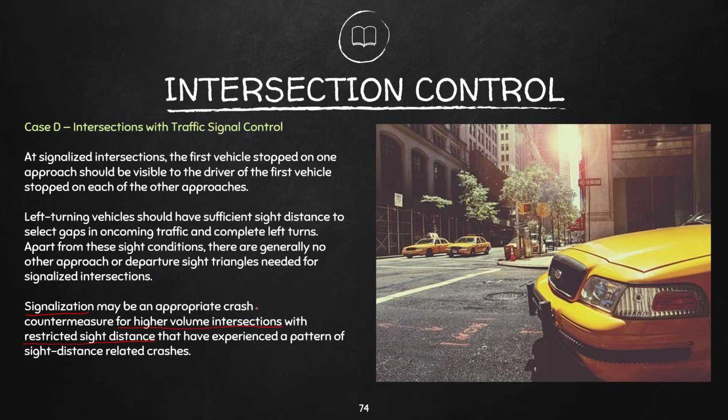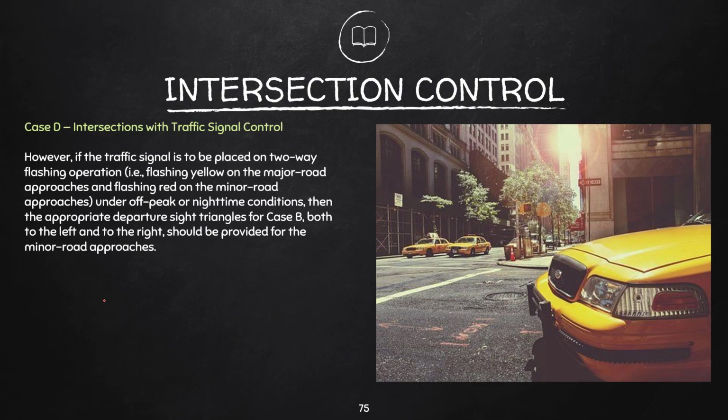distances. As I've told you, if you will notice in the provisions of our figure 9-15 in the sight triangles, it will really require that at the corners or at the areas in which these sight triangles are provided, there should be no obstructions such as trees, buildings. So signalization is important if there are restrictions such as this one that have experienced a pattern of sight distance related crashes. So for this one, there is a building in this portion. It will block the view of the driver in approach sight triangles. So we need to provide signalization.